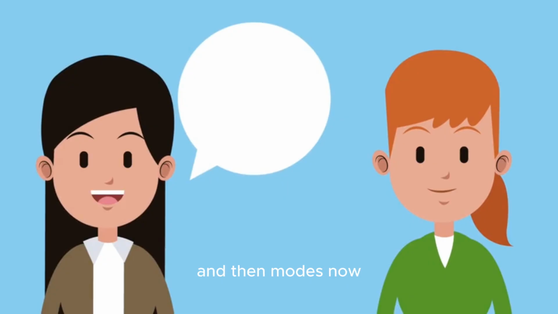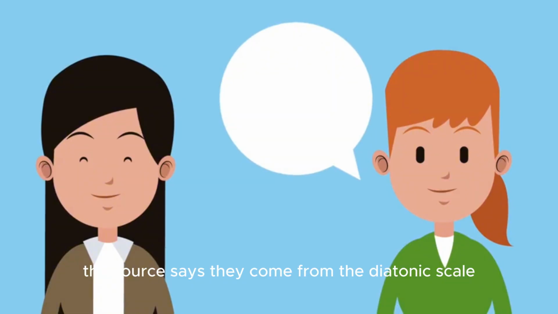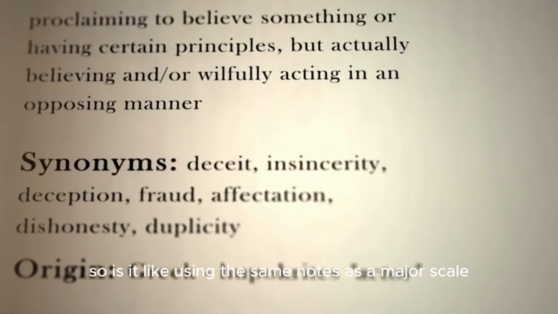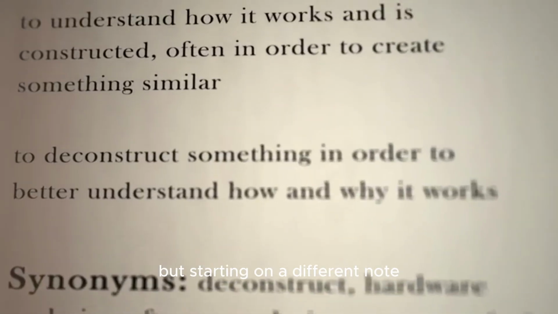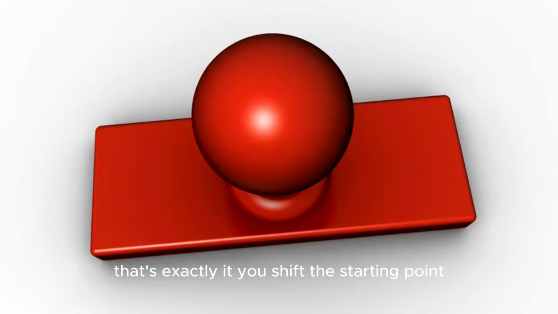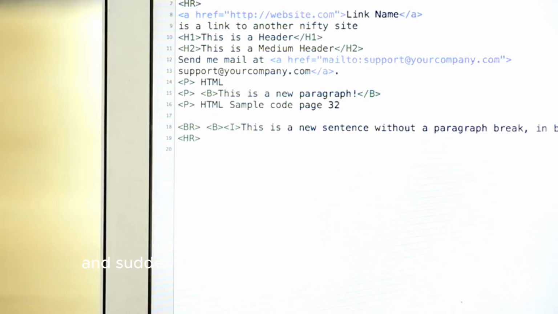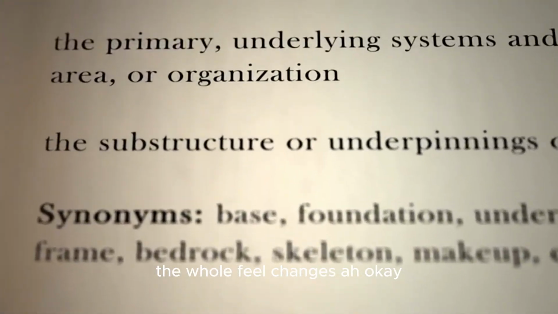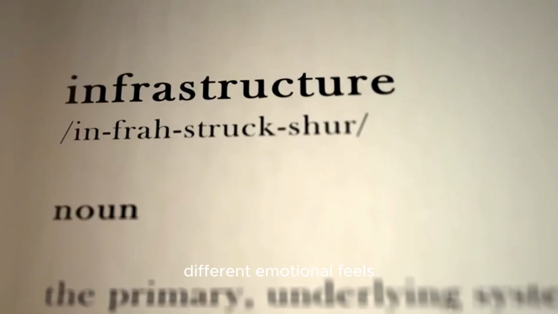Okay, and then modes. Now, these can feel a bit trickier sometimes. The source says they come from the diatonic scale, but each has a unique pattern and character. So is it like using the same notes as a major scale, but starting on a different note and treating that as the home base? That's exactly it. You shift the starting point, the tonal center, within that same set of notes, and suddenly the relationships between the notes change. The whole feel changes. Okay, so it creates different colors. Precisely. Different melodic colors, different emotional feels.